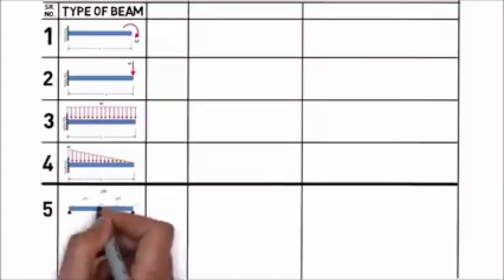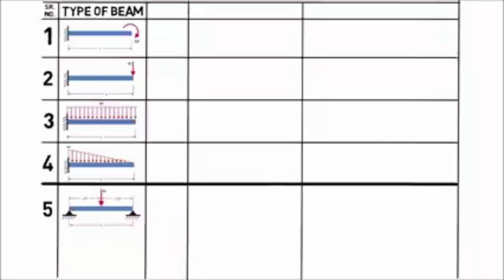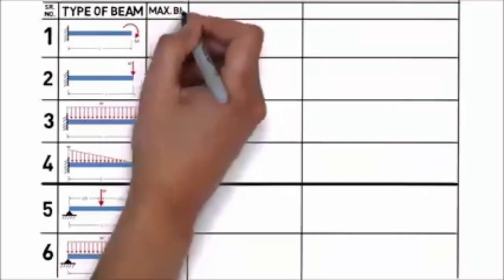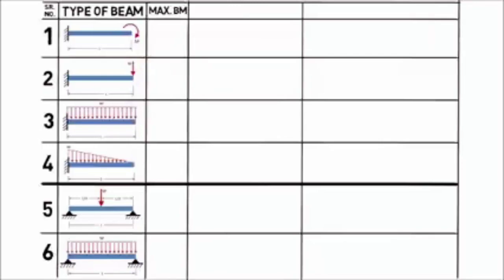Fifth case, a simply supported beam carrying a point load at mid-span. Sixth case, a simply supported beam subjected to UDL over its entire length. Only these 6 cases are important. You should remember these 6 types of cases in the same sequence. So let's find out the maximum bending moment in these cases first.